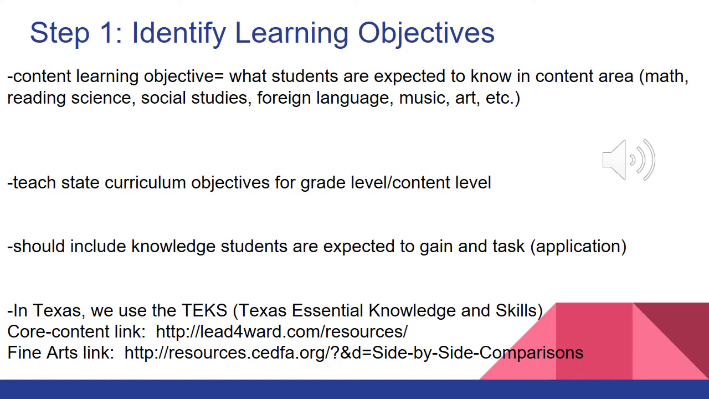Content learning objectives are the specific information and skills that students have to know about a specific content area, like math, reading, science, social studies, foreign language, music, art, etc. The content learning objectives come from the state. In Texas, we call them the TEKS, the Texas Essential Knowledge and Skills. There are specific content objectives for each grade level and each content area. The content objective includes not only what knowledge students have to know, but also how they're going to apply their knowledge, or what skills or abilities they must possess to utilize that knowledge.